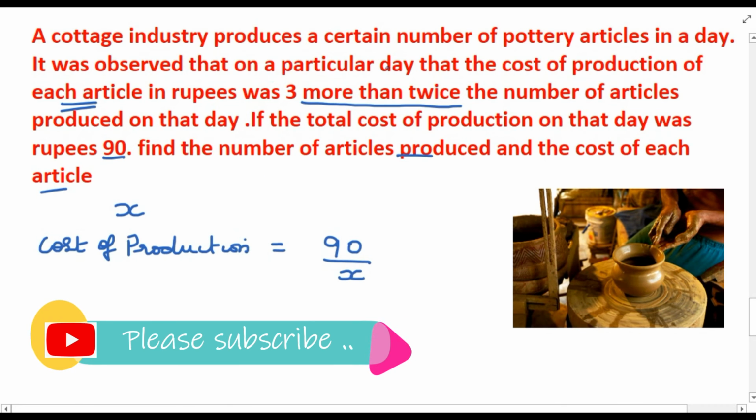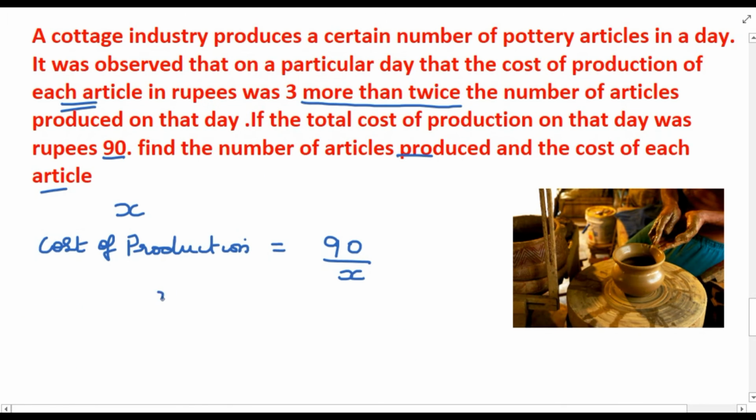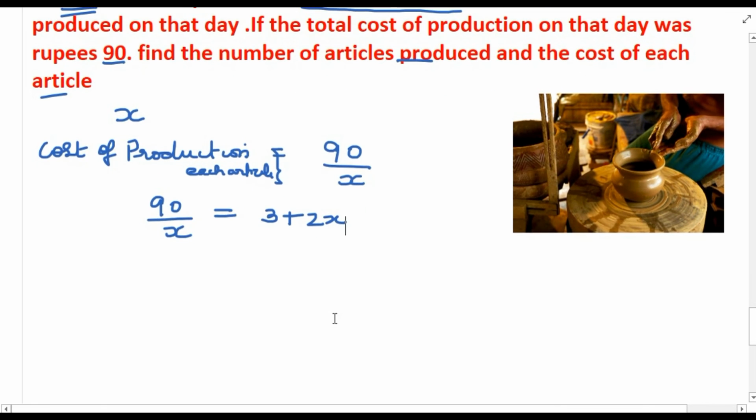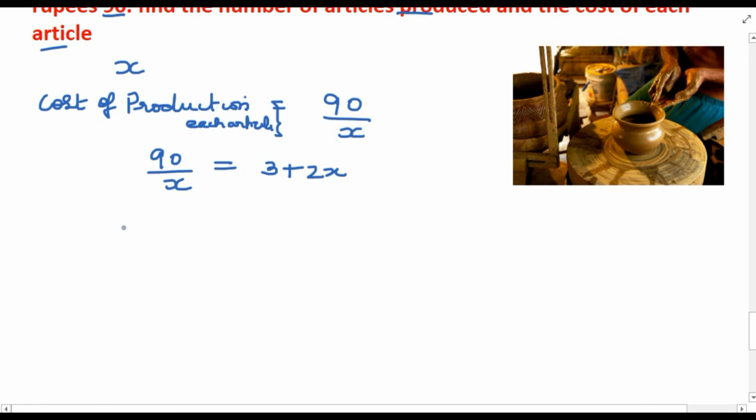Now the cost of production of each article, that is 90 by x, was 3 more than twice the number of articles produced on that day. Twice the number of articles produced on that day means 2x. So this is our equation. Now we need to solve this. 90 equal to x into (3 plus 2x). So 90 equal to 3x plus 2x square.